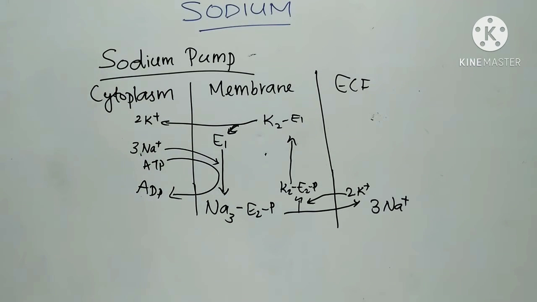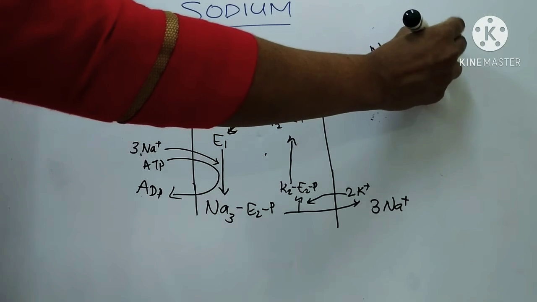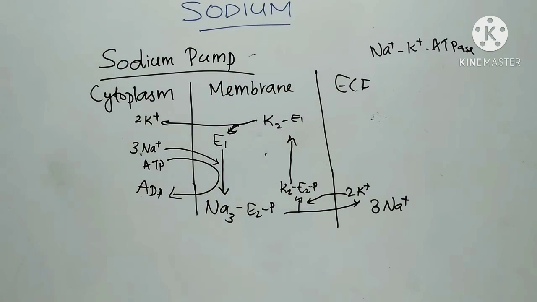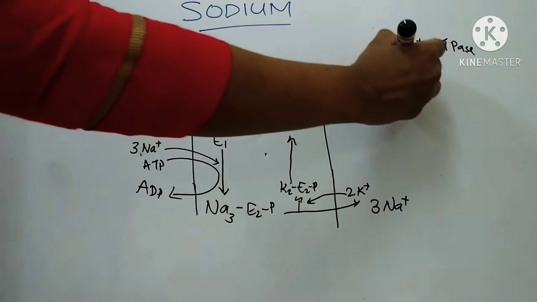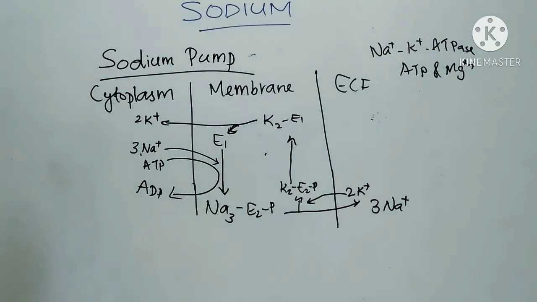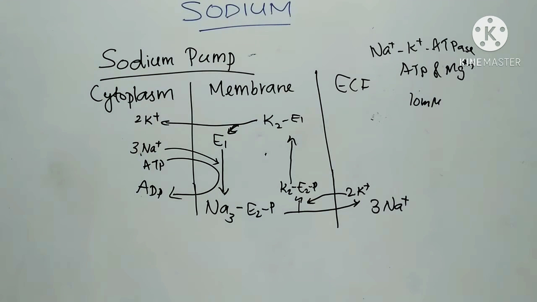This sodium pump is also called sodium potassium ATPase. It requires ATP and Mg++. The intracellular sodium concentration is around 10 millimole.